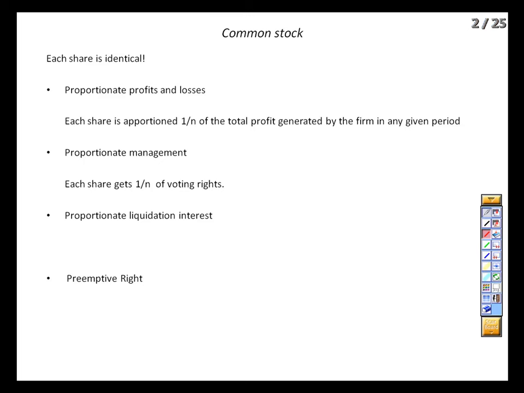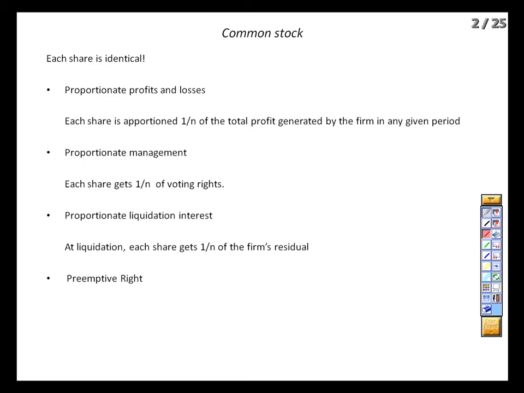Next up, proportionate liquidation interest. One of these days, maybe in the distant future, the firm is going to liquidate, and when it does, and all the liabilities are paid off, the shareholders will split the rest. They'll chop that amount into n chunks, and each share will get one of those chunks, just like we got 1/nth of the residual back up in the proportionate profits and losses.